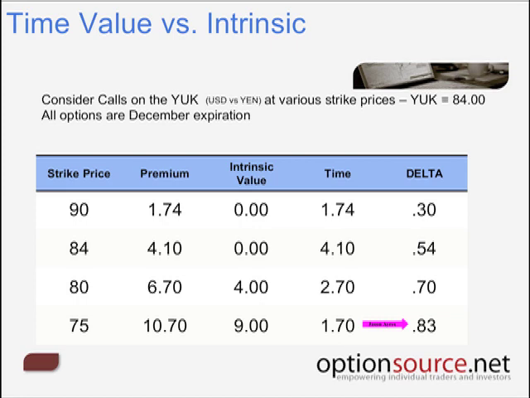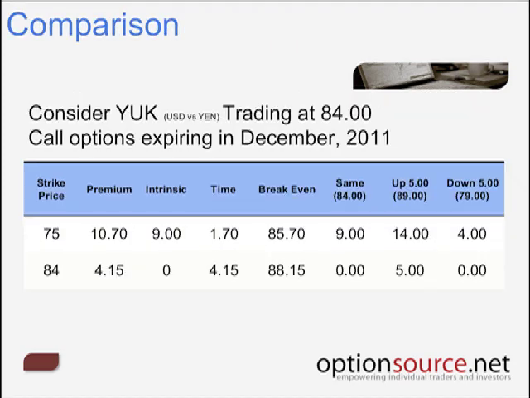So for less time premium, we're actually achieving a delta of 0.83. The difference is that we're putting up more capital, but less of that is allocated to time. So in the event that the underlying security does nothing, we're risking less from a time component, but we're making more money on a dollar-for-dollar basis when that underlying pair value actually moves in our favor.